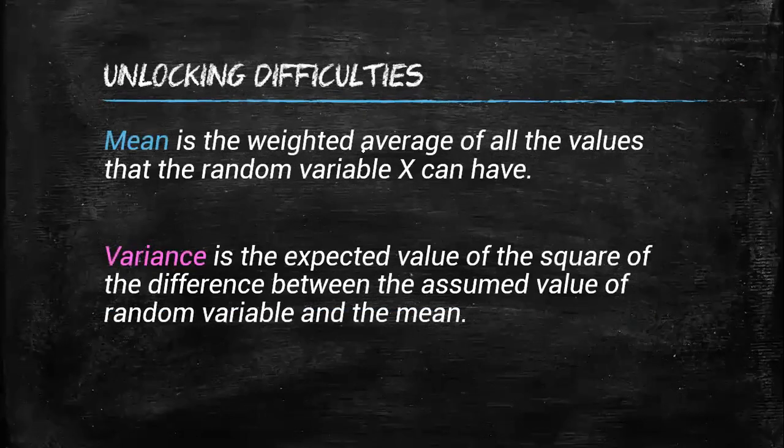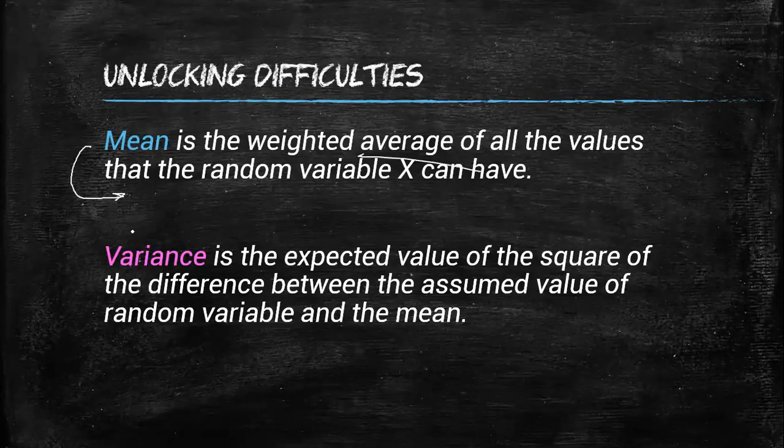Okay? So let us have first this unlocking difficulties. So what is mean? Okay? Mean is the weighted average of all the values that the random variable x can have. So mean basically is the average. I'm not sure if this is discussed in your junior high school mathematics or statistics, but mean is one of our central tendency.